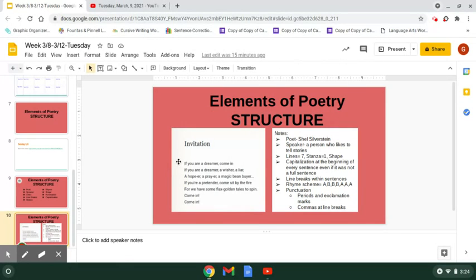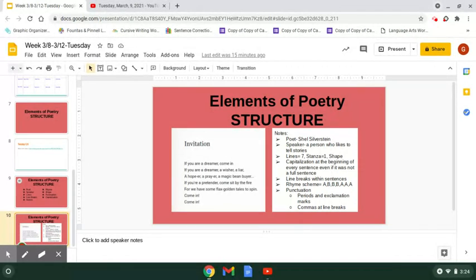Notice that on every single line, it starts with a capital. So our first line, if you are a dreamer, come in, it is a complete sentence. But our second line, if you are a dreamer, a wisher, a liar, it is not a complete sentence, but yet it still starts with a capital.